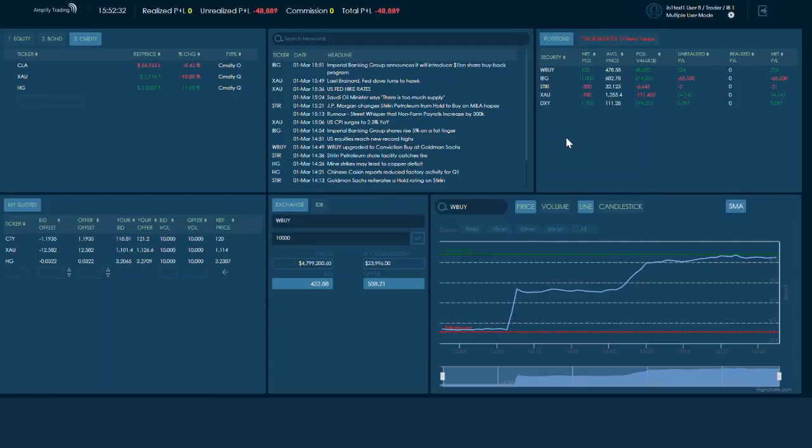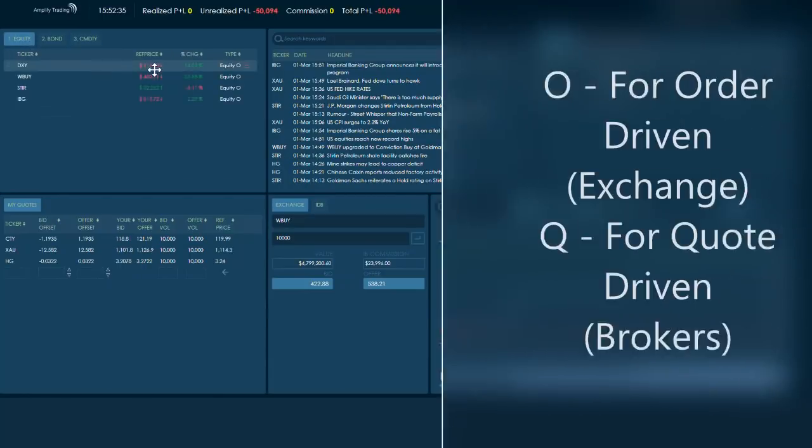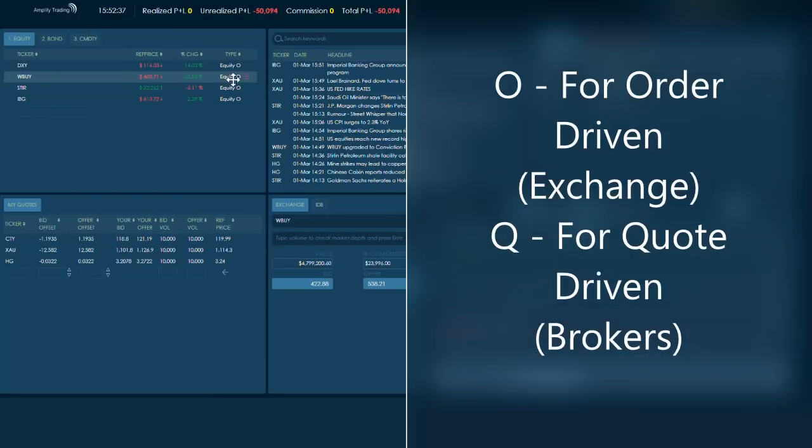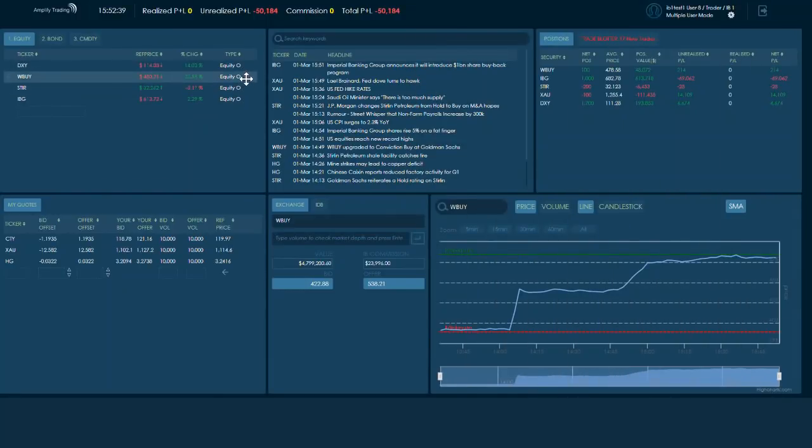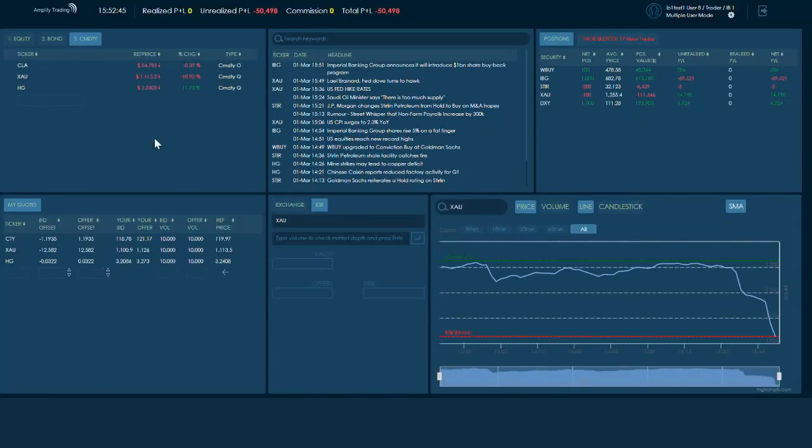Let's take a look at the platform and show you how this is done. On the top left, you have the different products that you can trade, and you can see the type, whether they're order driven if they have an O afterwards, or quotes driven if they have a Q. Quote driven markets, when you click on the ticker, the interdealer broker window will populate, and you can decide which broker to buy or sell from if you're looking to trade.